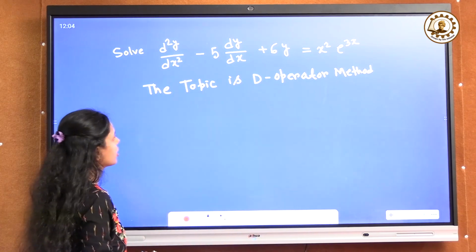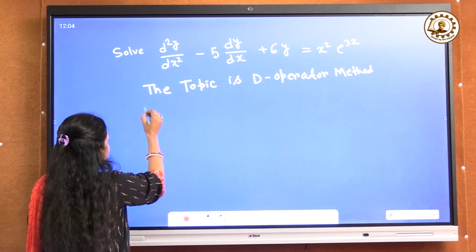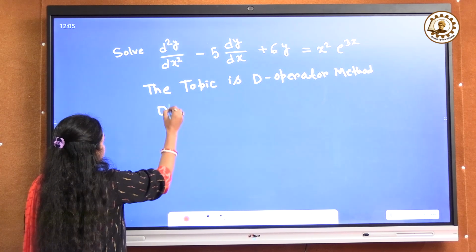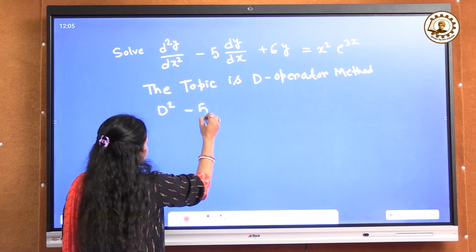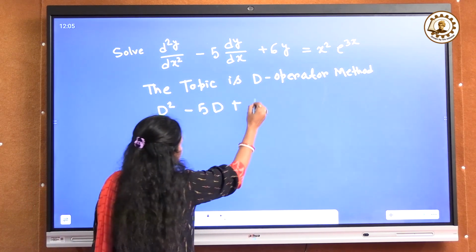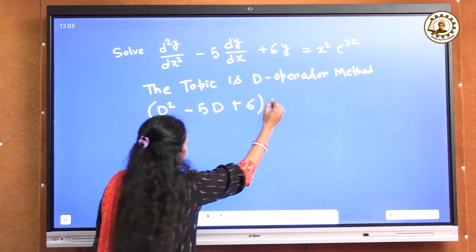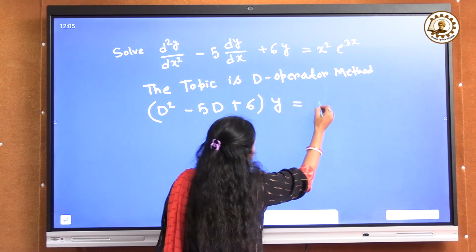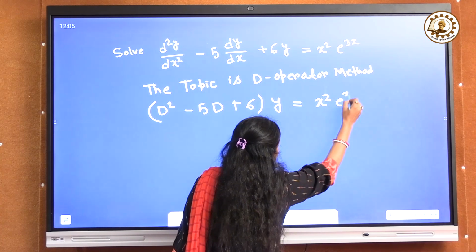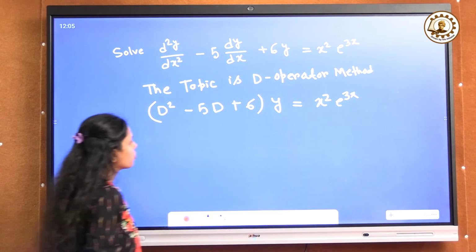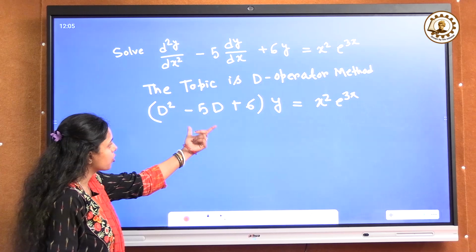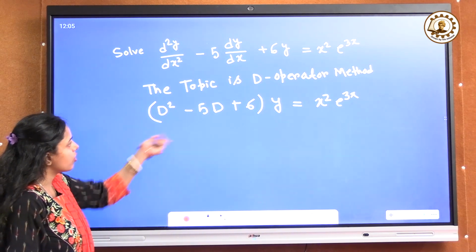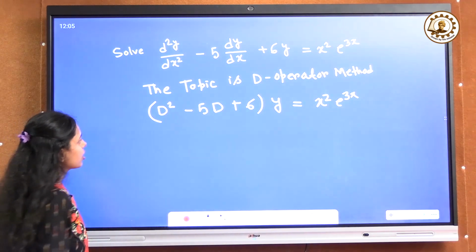Now we solve the given equation. The given equation can be written as (d square minus 5d plus 6) times y equals x square e to the power 3x. At first we solve the differential equation by using the D operator method.